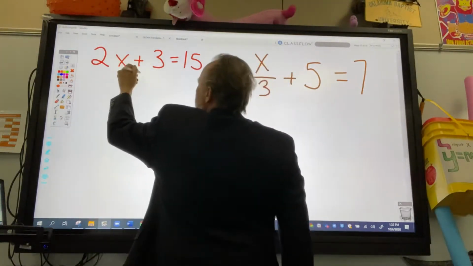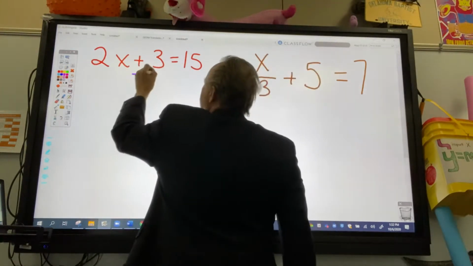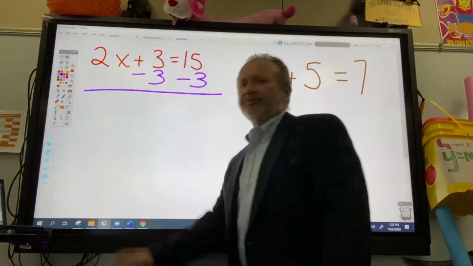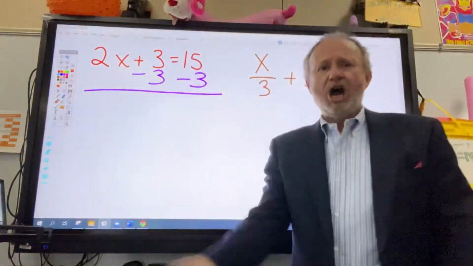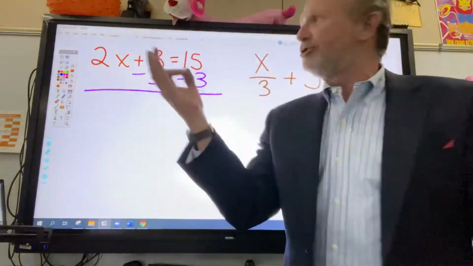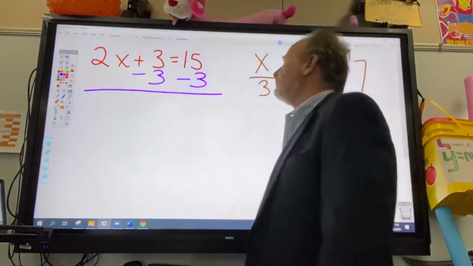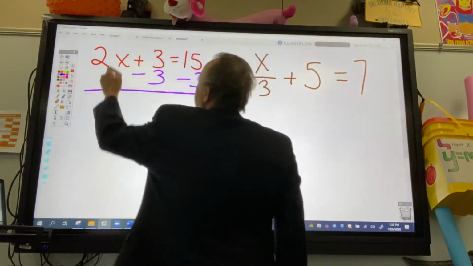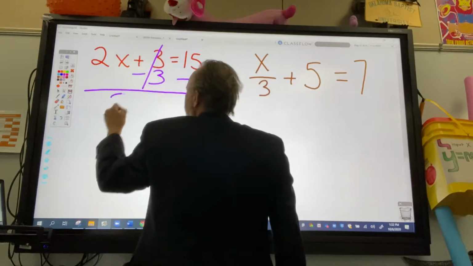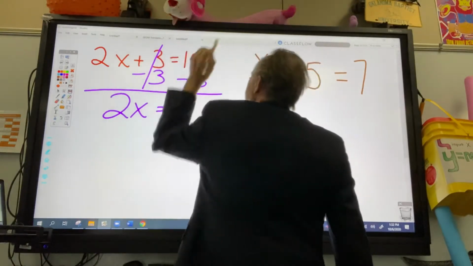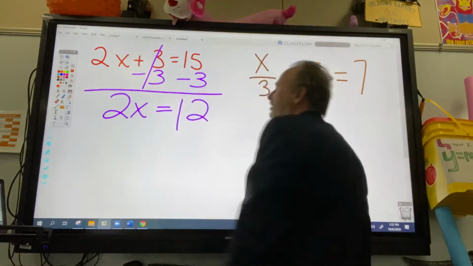So the first thing I'm going to do is zero out the 3. Now, I could say I'm going to transform the 3 across the equal sign using the subtraction property of equality, but I'll just call it zeroing out. So I'm going to zero out the 3. Now that cancels out. I bring down my 2x equals, well, 15 minus 3, equal to 12.